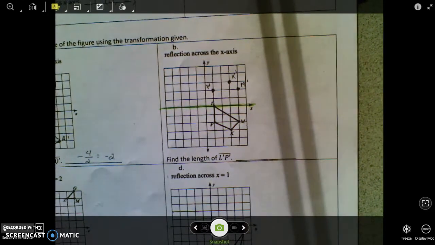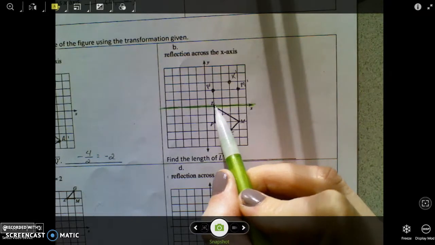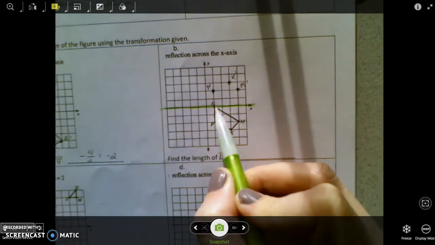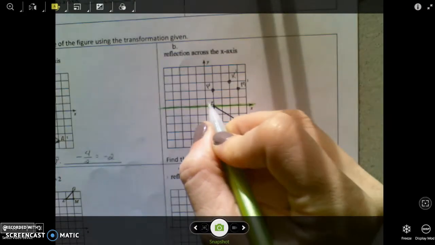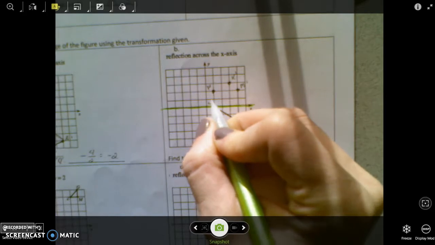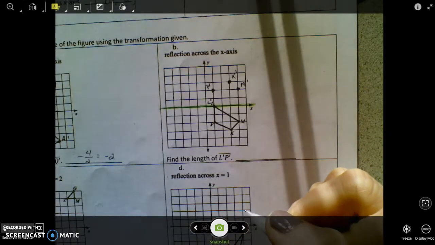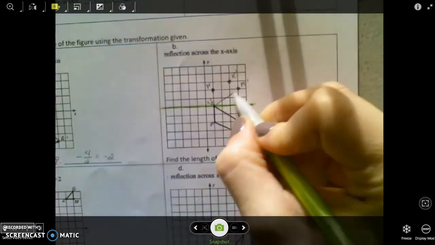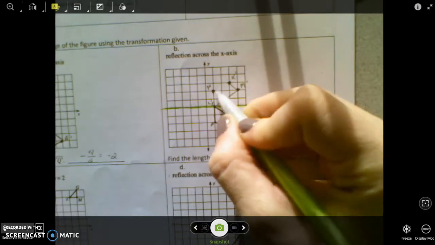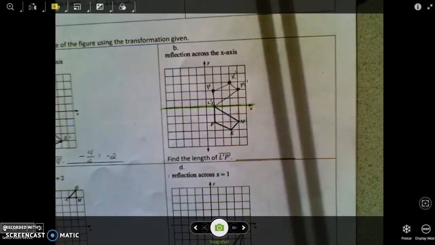And then we got this weird little point L. It's on the line. So if it starts 0 away from the line, you need to end up being 0 away on the other side, meaning L prime is exactly where L was. They're the same spots. So then I connect my points. I double check to make sure they look congruent. They should be in isometry, and they are.